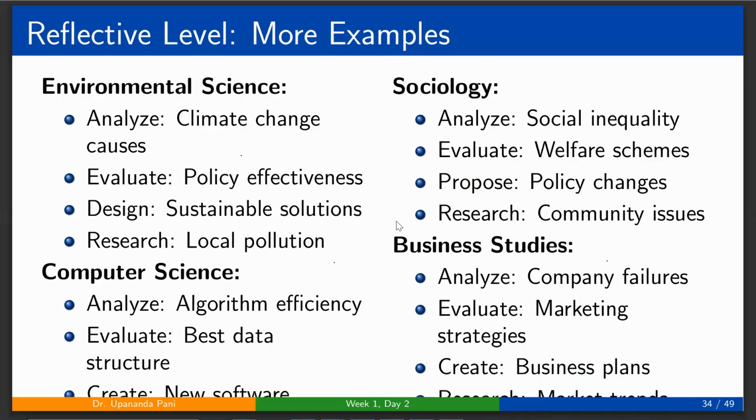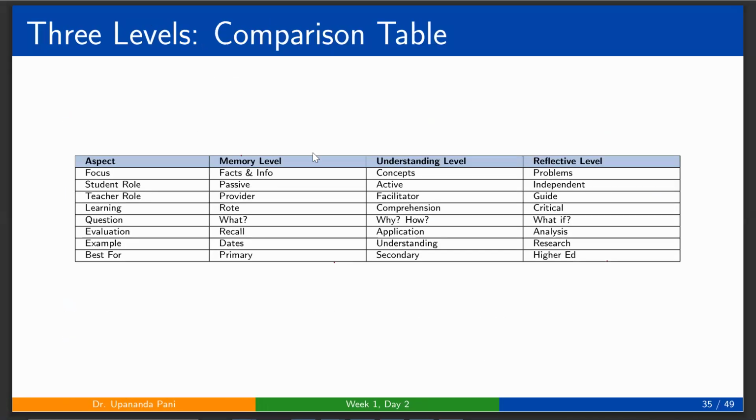If you see in environmental science, analyze means climate change causes. Evaluate policy effectiveness. Design a sustainable solution. Research is basically local pollution. In sociology, analyze social inequalities, evaluate welfare schemes, propose policy changes, research community issues. Similarly, in business studies, we analyze company failures, evaluate marketing strategies, and then let us try to understand these three levels and compare.